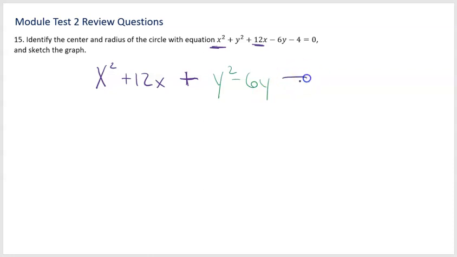And then I could say equals, let's take that 4 to the other side. Now, why did I do this? So I can complete the square. I'm working with these two guys, and I'm working with these two guys, okay?